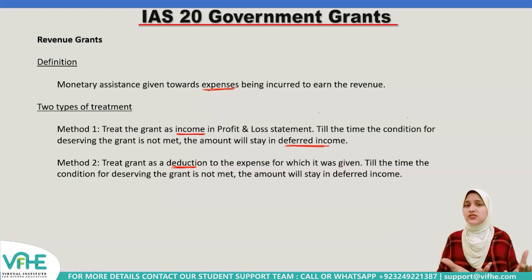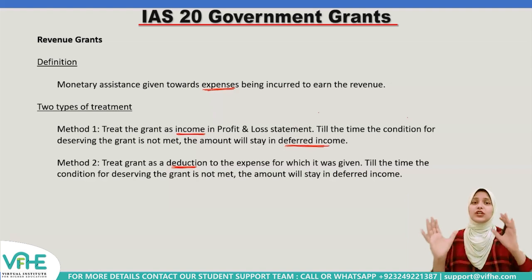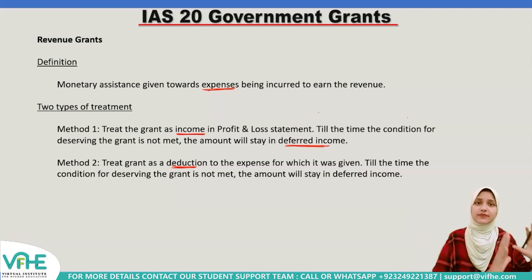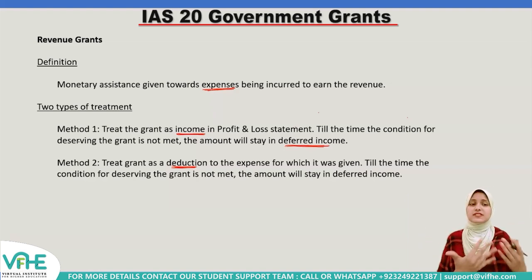The remaining rule is still the same. Till the time the condition for deserving the grant is not met, you will keep it in deferred income, the liability account, because it's just like income received in advance. I would say it's a fancy word for income received in advance.